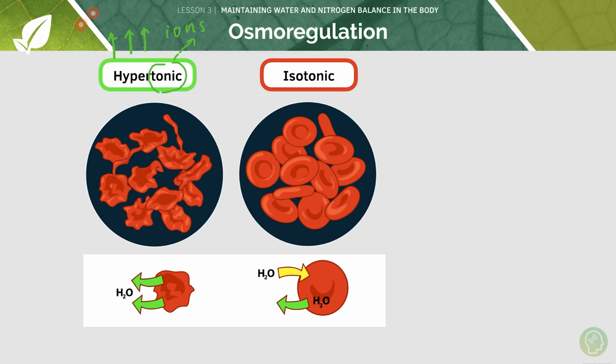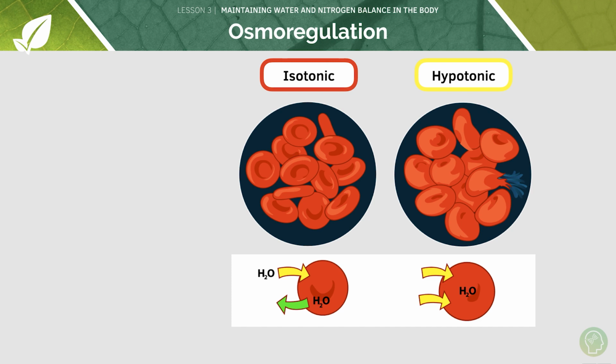So hypertonic, too many ions in solution. What does that mean? It means there's a lower water potential or lower water concentration outside of the cell. So water is going to move down its concentration gradient via osmosis from the inside of the cell where its concentration is higher to the outside of the cell where its concentration is lower. So we're going to get this shrinking of our red blood cells. They don't look very good here, do they?